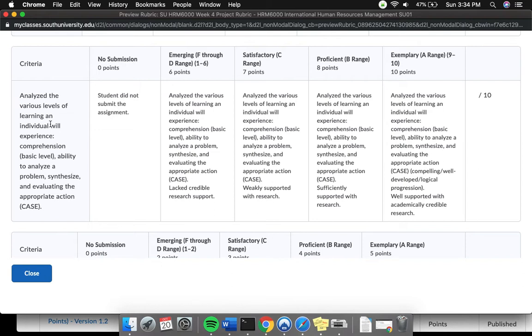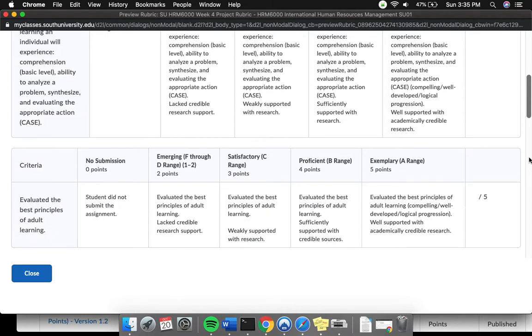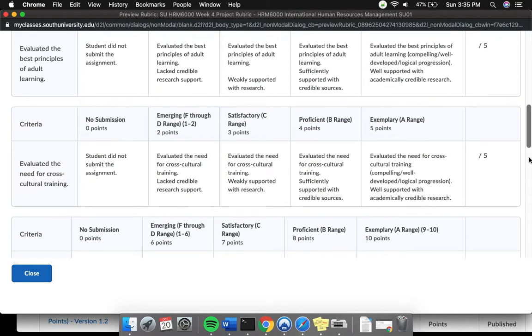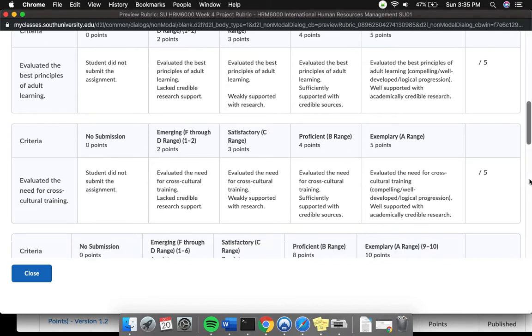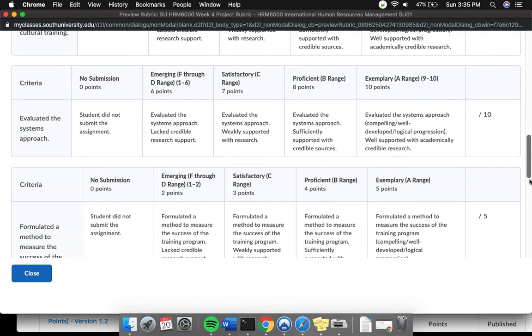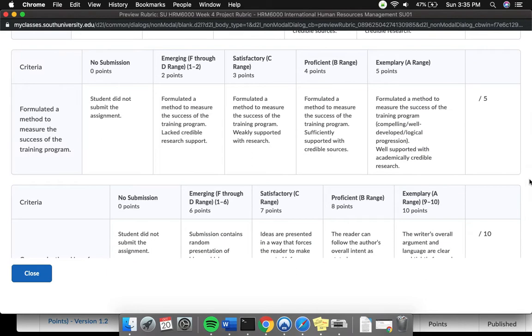Here we are. Analyze various levels of learning: comprehension, ability to analyze a problem, synthesize, and evaluate the appropriate action in the case. So I'm looking for your understanding of that, supported by research. It's pretty much the same thing for adult learning, cross-cultural training, and systems theory. Read about those carefully so that you can demonstrate to me you understand those concepts effectively.